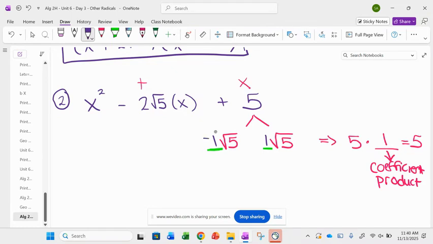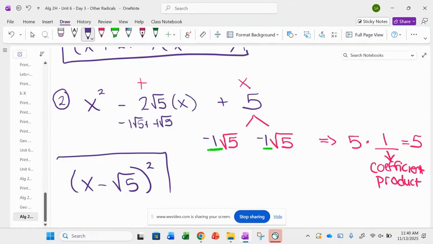So let's try this one more time. Negative 1 root 5 times a negative 1 root 5. Is that still a positive 5? Yeah. And now negative 1 root 5 plus a negative 1 root 5. Is that negative 2 root 5? Yeah. So now we're going to have x minus root 5 quantity squared.